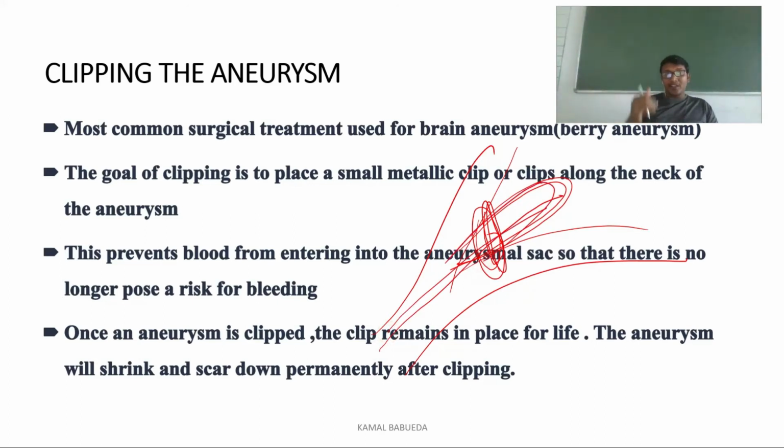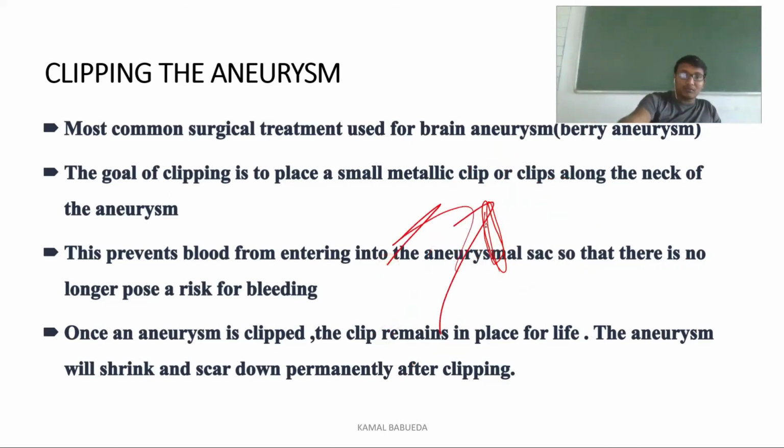Once you have kept the clip, no blood enters the aneurysm, and you can reduce the risk of bleeding. The aneurysm, which developed due to weakness, will come down and the person can be saved. Once the aneurysm is clipped, the clip remains in place for a lifetime, and the aneurysm will shrink and scar down permanently after the clipping.